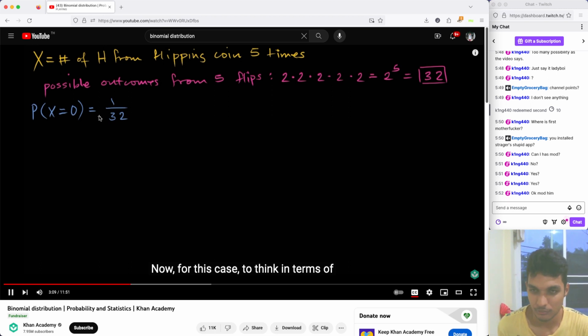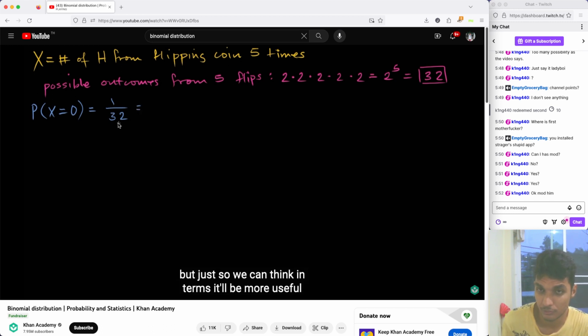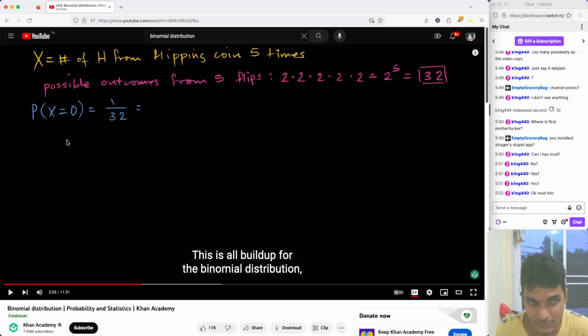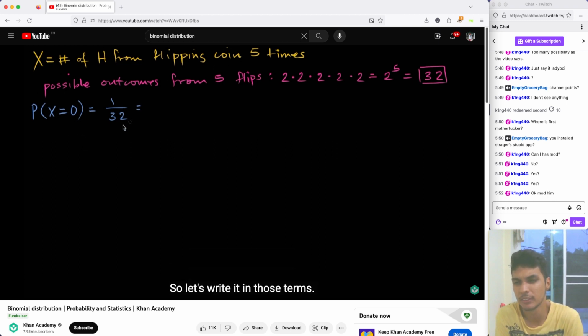You know, to think in terms of binomial coefficients and combinatorics and all of that, it's much easier to just reason through it. But just so we can think in those terms, and it'll be more useful as we go into higher values for our random variable, this is a possible outcome of 5 flips. It's all a build up for the binomial distribution, so you get a sense of where the name comes from. Let's write it in those terms.